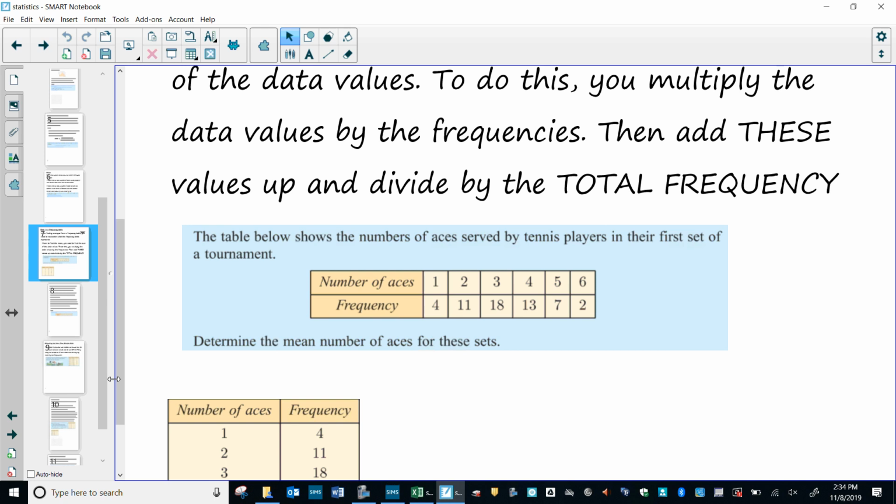Because we know that there are 4 ones in the data, there are 11 twos, etc. So when we try to find the sum of the data, we have to do that multiplying first, then add it up. Then we're not just going to divide by 6, because it's not just 6 pieces of data. There's actually however many the frequency adds up to here. So that's for that kind of data.